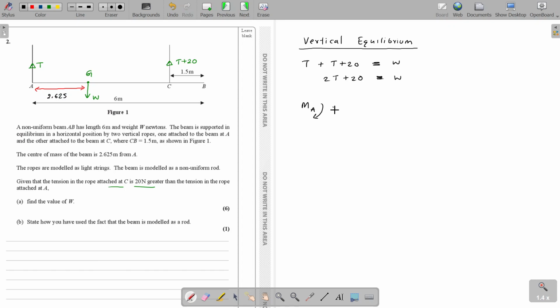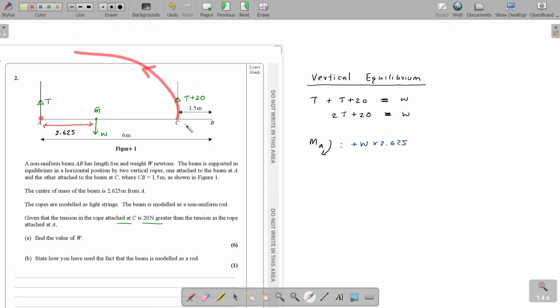So I will take moments around A and take clockwise as positive. So how does it work? When you take moments around A, the tension at A will not come because it passes through A. The next one I have to consider is W. W gives a clockwise or anti-clockwise moment around A? You can see W pulls down around A, so it's giving you a clockwise moment. So mass into distance, W into 2.625. Do you agree with me? W into 2.625 is a clockwise moment, and then the T plus 20 gives you what kind of moment around A? It gives you an anti-clockwise moment. Can you see? It's pulling in this way. So therefore that is a negative.